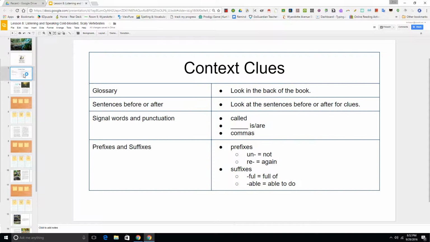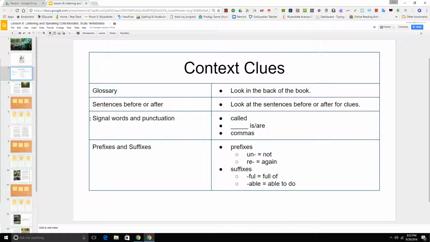So I want to show you this chart. And I've also got a copy of this in the back of the classroom. So, different ways that you can use context clues to figure out a word you don't know. You can go to the glossary, look in the back of the book. You can go to the sentences before or after to look for clues.